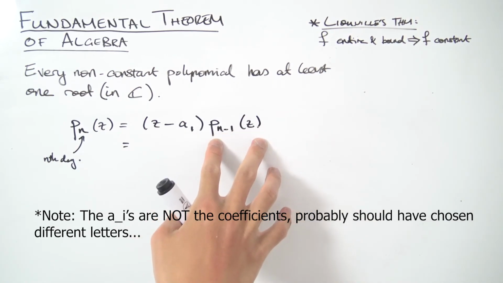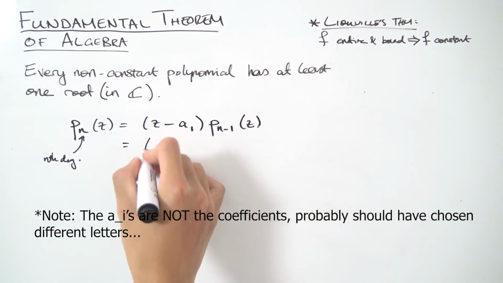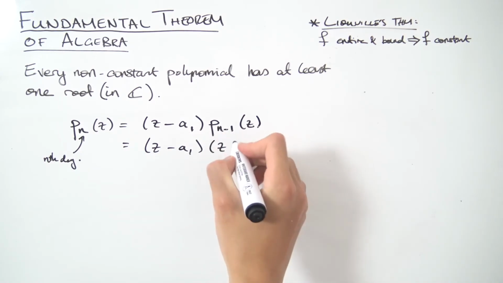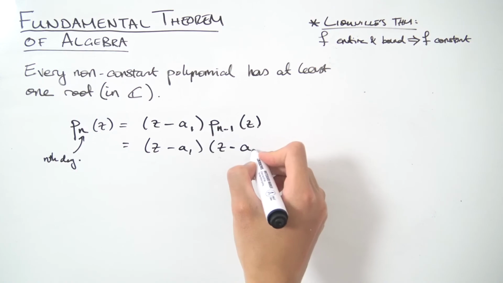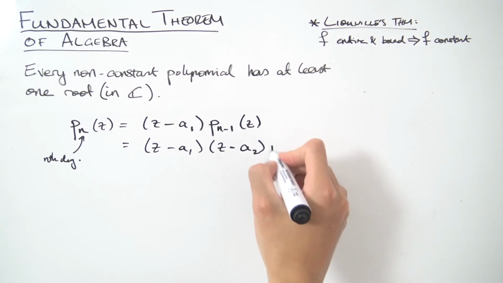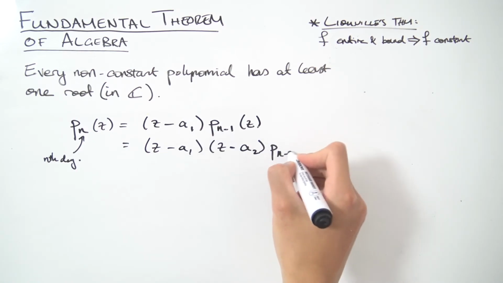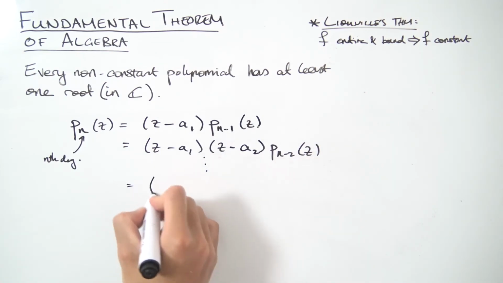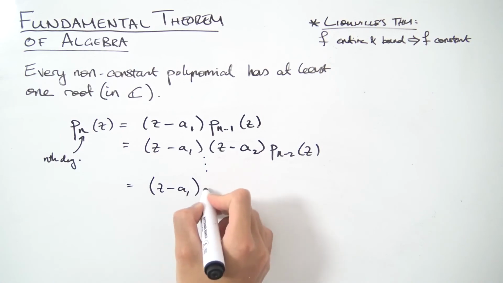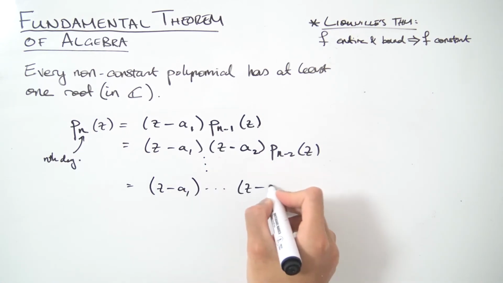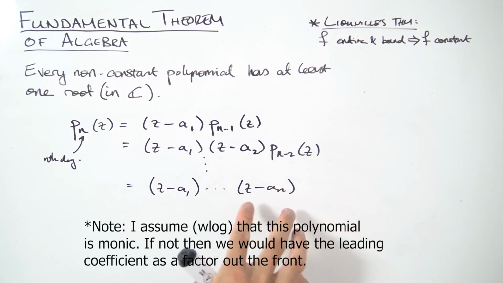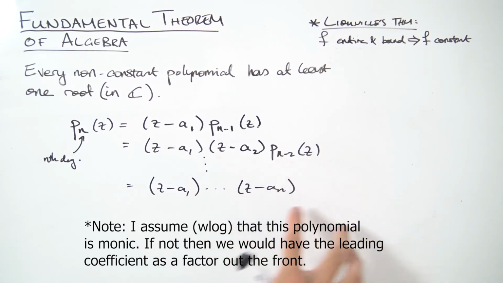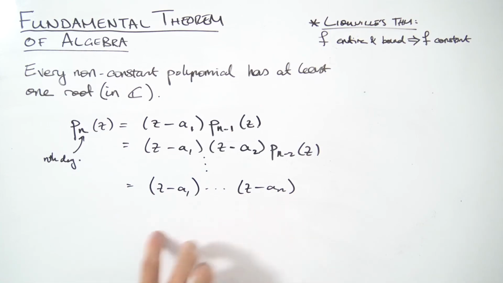And now this is another complex polynomial, so we can apply the same theorem again, the fundamental theorem of algebra, and this guy factors into, let's say, z minus a2 times another polynomial, let's call it Pn minus 2 of z. And we can keep going with this process until we get to z minus a1, dot dot dot, and then z minus an. And once we arrive at an, well, the polynomial before would have just been a linear polynomial, so this would be the final factorization.